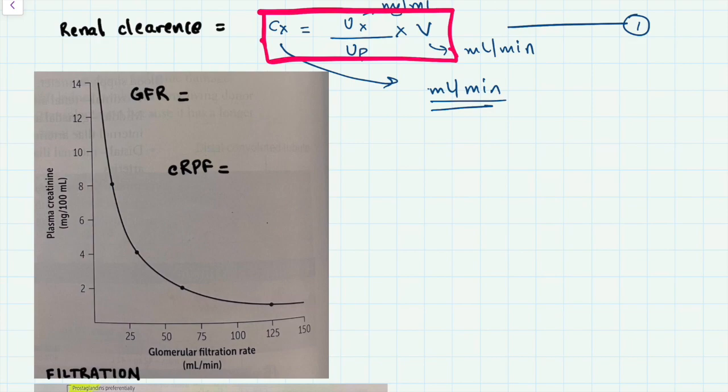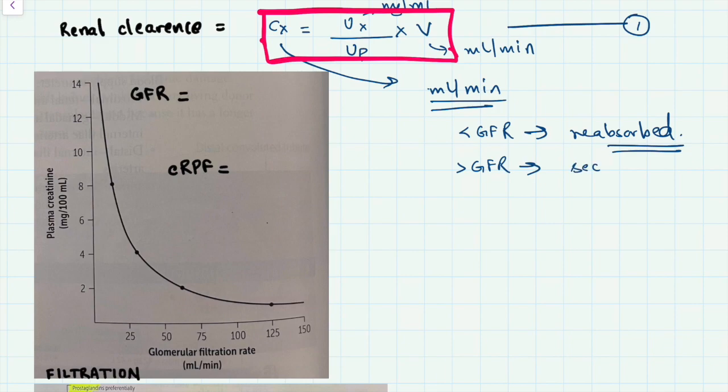on this simple equation. So what happens is that if the clearance is less than GFR, the substance would be reabsorbed, right, or it is not freely filtered, while if the clearance is more than GFR, then the substance is said to be secreted. For substances that have clearance equal to GFR, there would be no net reabsorption or net secretion, as in the case of inulin, which is the closest indicator of the GFR, right.